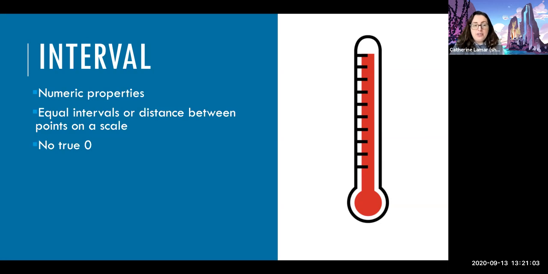Now, interval scales, though, don't have a true zero. This is sometimes also called an absolute zero. So let's talk about what this means. A true zero or an absolute zero means that a score of 0 on the scale indicates an absence of that variable. And interval scales don't have a true zero. What this means is that 0 is just another point along the scale, and that point has value.